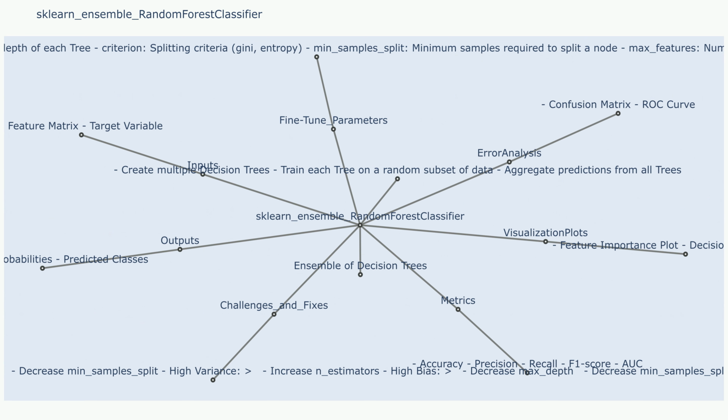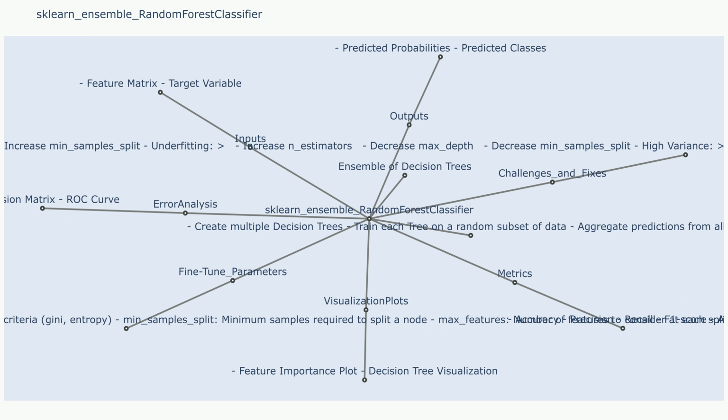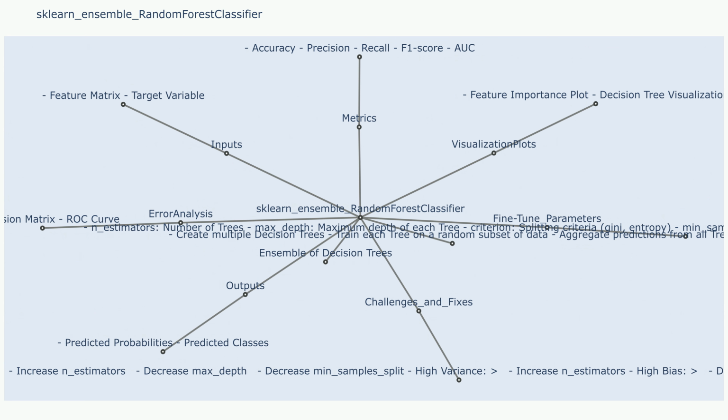Visualization plots. Feature importance plot. This plot shows the importance of each feature in the model. Decision tree visualization. Visualizing individual decision trees within the forest provides insight into the decision process. Confusion matrix. This matrix displays the number of true positives, true negatives, false positives, and false negatives.